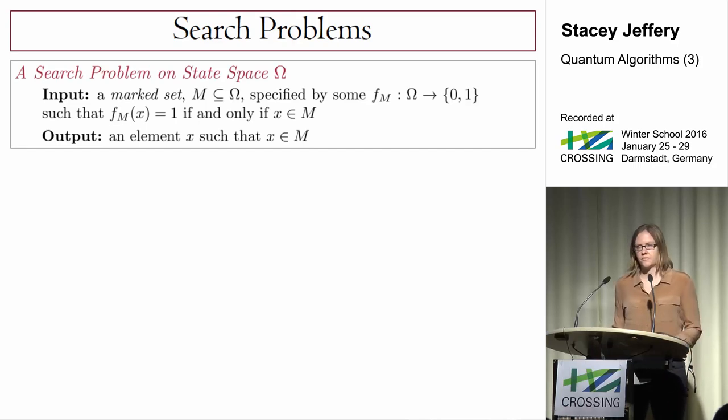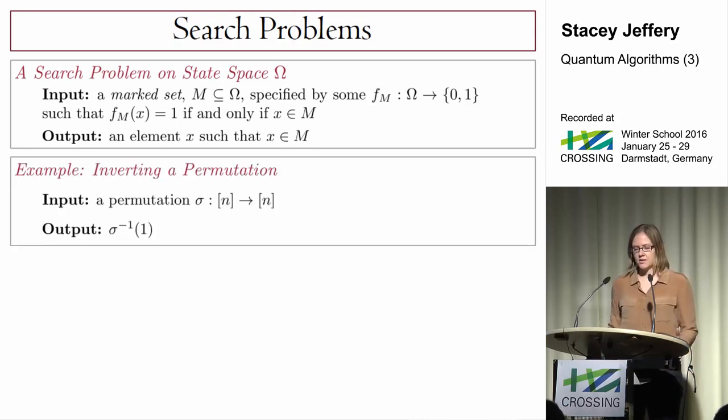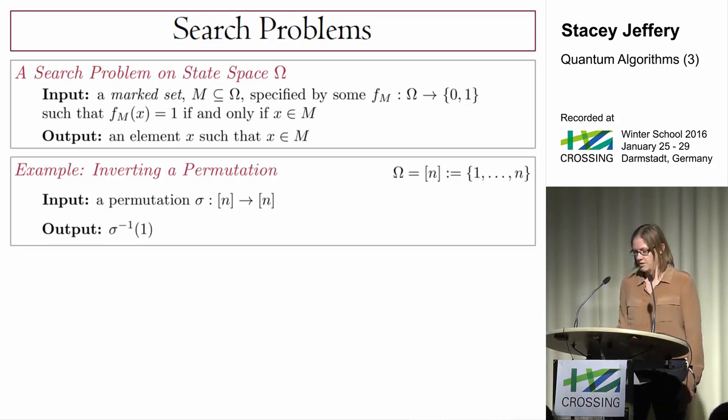So let's look at some examples of problems that have this structure. One example is the problem of inverting a permutation. In this problem, you're given as input a permutation, sigma, so you can compute this permutation. Maybe you have it as a list and you can query the permutation. And what you want is to find the unique x such that sigma(x) equals 1, that is, sigma inverse of 1. Of course it's easy to compute sigma, but that doesn't mean that you can compute the inverse, so this could generally be a difficult problem. In this problem, the universe is just the integers from 1 to n, and the marked set is just the unique element that is mapped to 1 by sigma.